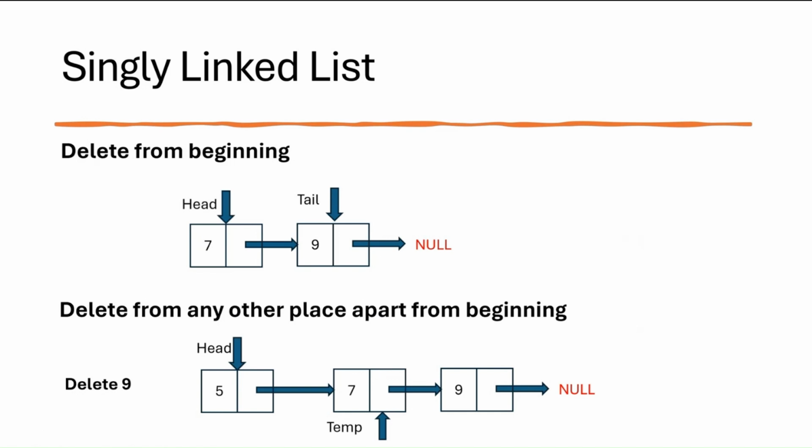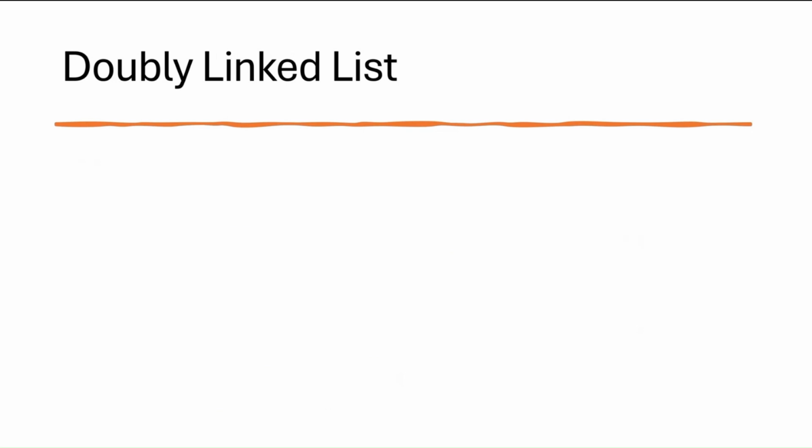So we brought the tail to point at the 10th location, and then delete 9, and then make next of 7 as null, basically representing end of the list, right? So when we want to delete from the middle, we have to traverse using some temp pointer. So this is one more thing to note.